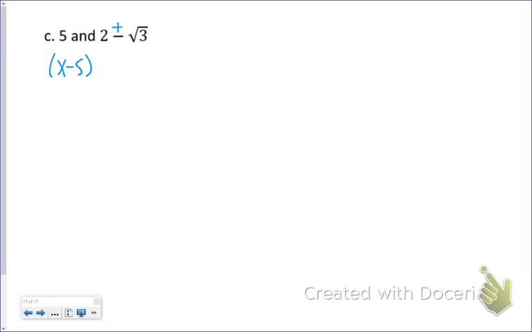Okay, so I know that x is equal to 2 plus or minus root 3. So what I'm going to do here is work backwards. I am going to basically do the opposite process of what I did with completing the square and the square root method. So I'm going to subtract 2. Then I'm going to square both sides.